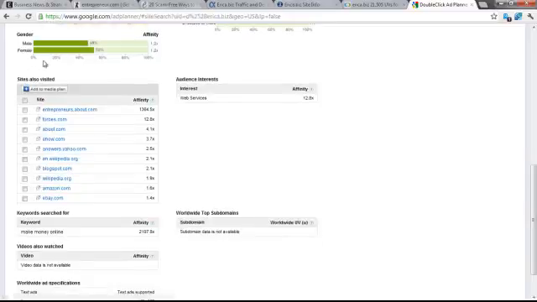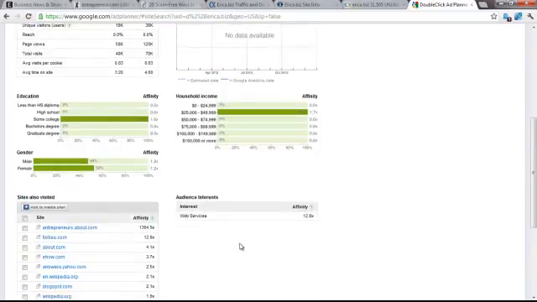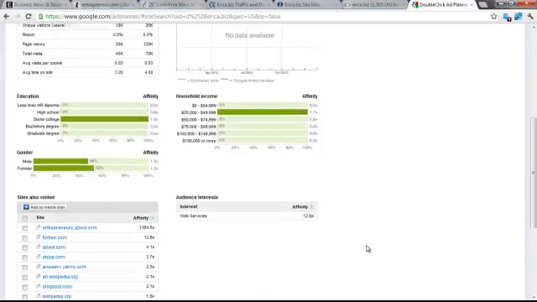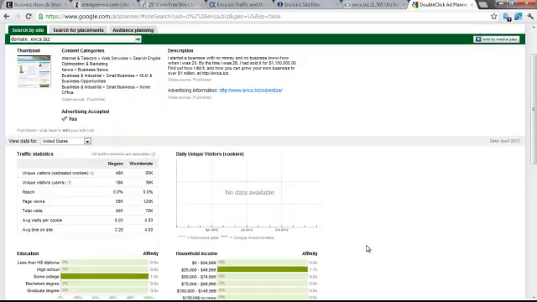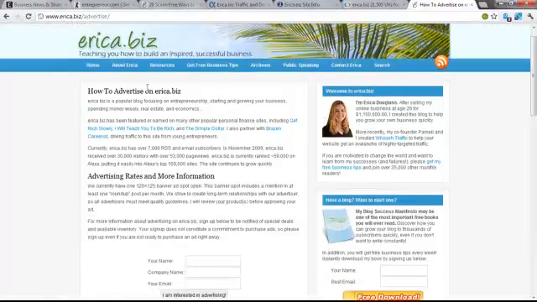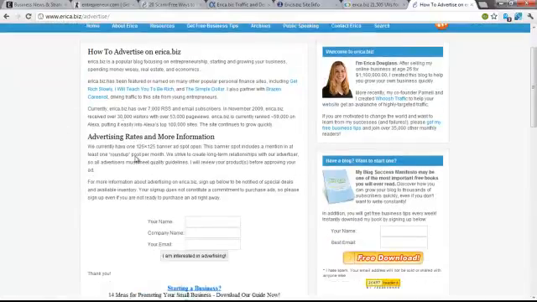Interesting here though, site affinity, entrepreneur.com. So we know that if we're wanting to target people at entrepreneur.com, our site affinity is very well matched. Oh, look at here. We can see advertising information. So by going there, we found out some more information. She's saying here she has, in November 2009, 30,000 visitors.